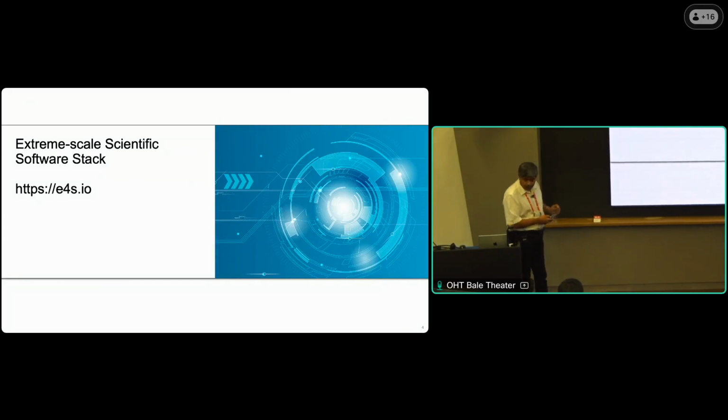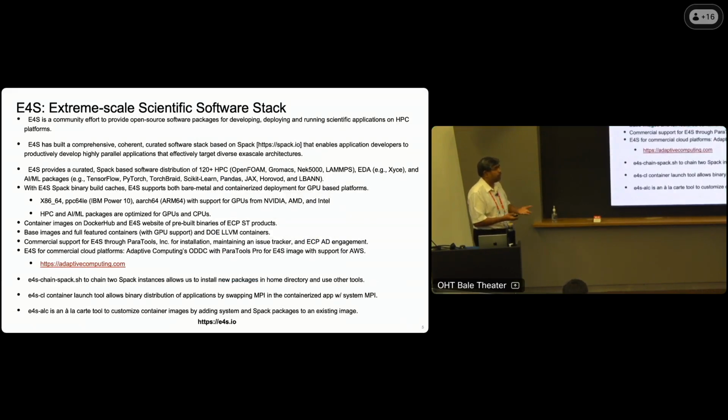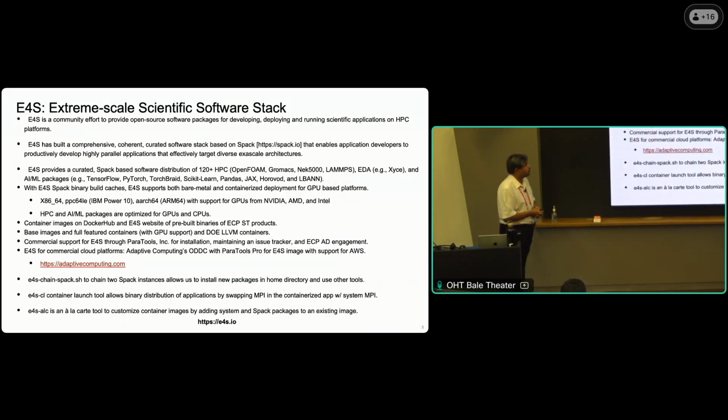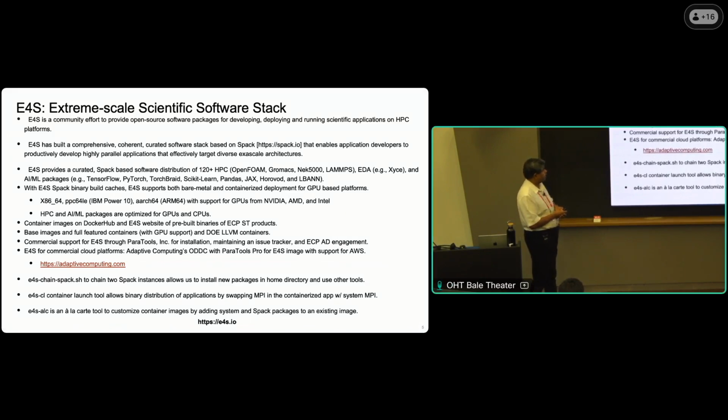The Extreme Scale Scientific Software Stack, or E4S, is a community effort to provide open source software packages for developing, deploying, and running scientific applications on HPC platforms. E4S provides a curated Spack-based distribution of over 100 different HPC tools and libraries. Spack is the package manager that we use. Both E4S and Spack are part of the Linux Foundation, and they are part of the High Performance Software Foundation, or HPSF.io, which has been recently formed.